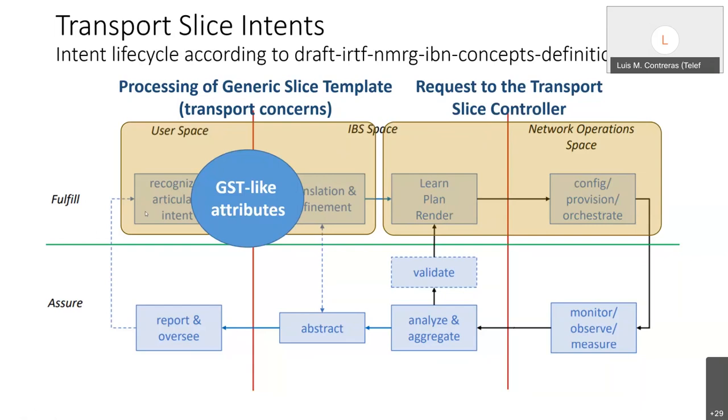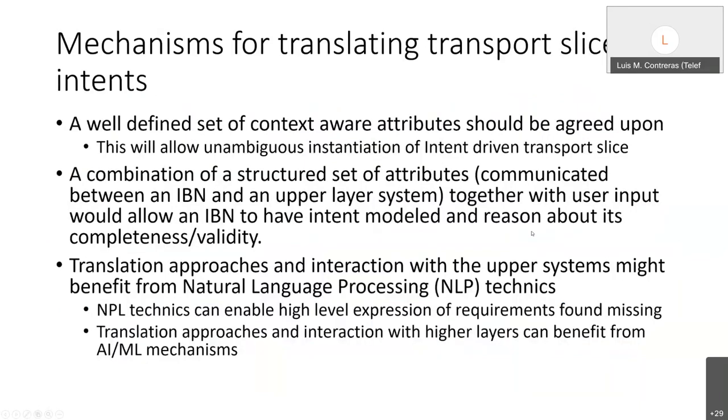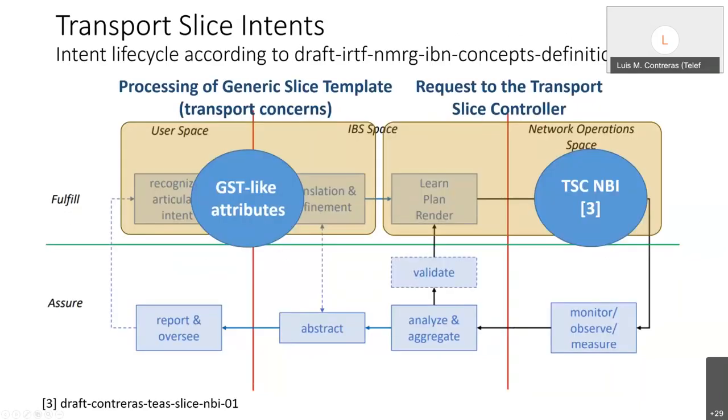So we could expect at this level to manage the attributes like the ones in the generic slice template, and at this other stage, we could expect to interact with the transport slice controller through the northbound interface. And here we reference another work where we are trying to identify parameters that could be part of this northbound interface in the transport slice controller.